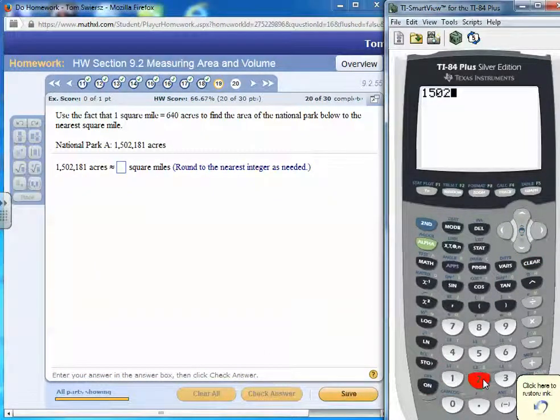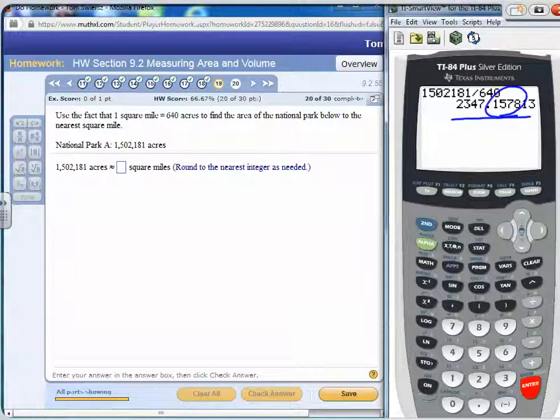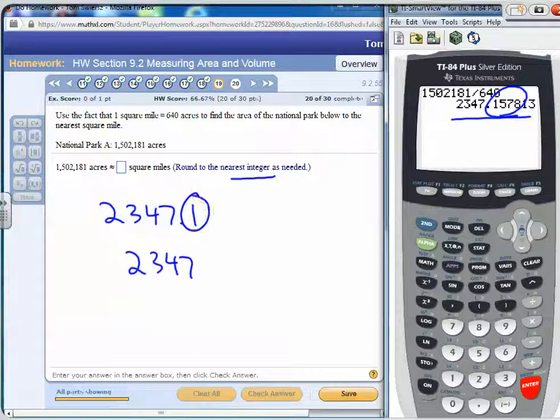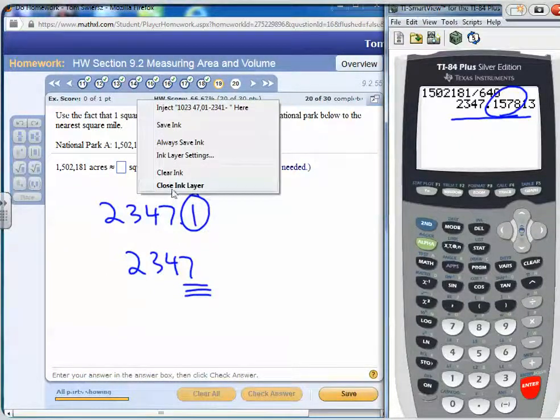So 1,502,181 divided by 640. And it'd be 2,347.1. The 0.1, so we would round down to the nearest integer. 2,347.1 would just be 2,347 because 4 or less, we keep the number the same. So the answer is approximately 2,347 square miles.